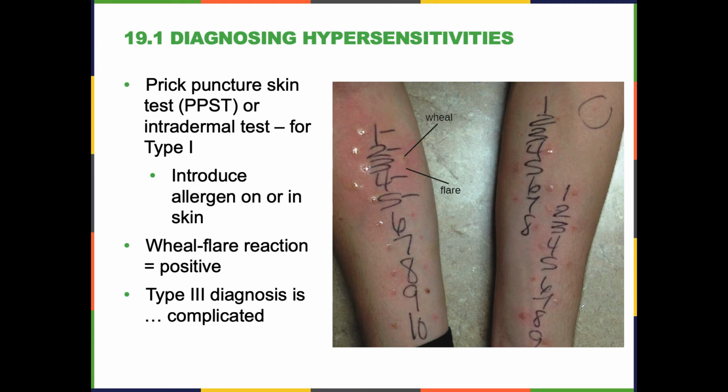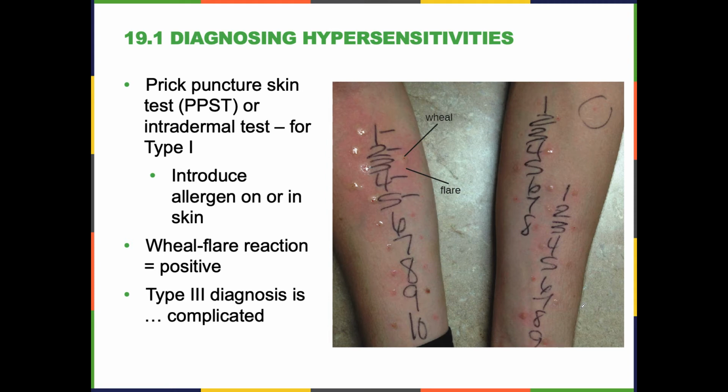So if you say, I think I always break out when I eat certain types of food, they might put food allergens on there. If you say you have respiratory issues, they might put various common respiratory allergens in there, and they're basically just pricking underneath the skin. Less common is the intradermal test, where they stick it underneath.